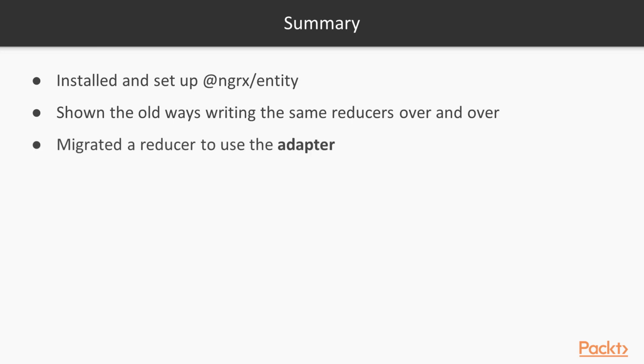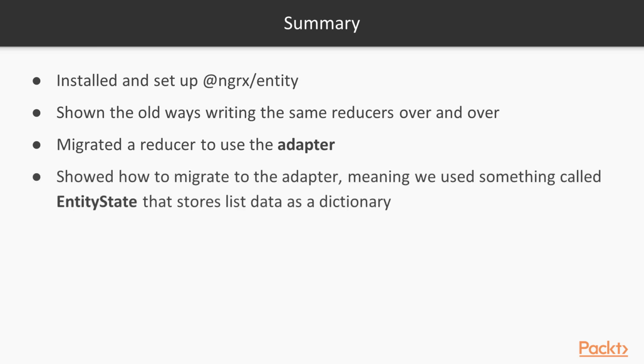At this point, we introduced something called the adapter. We showed how, by using the adapter and all its utility methods, we could migrate a reducer to use the adapter and all that nice pre-made functionality. So we took the product reducer, we introduced the adapter, and suddenly all that boilerplate just disappeared. So lastly, when we used the adapter to migrate this reducer, we also introduced something called the entity state. Now the entity state is a different beast altogether, because suddenly your products list was not a list anymore, but a dictionary. So what does that mean for us?